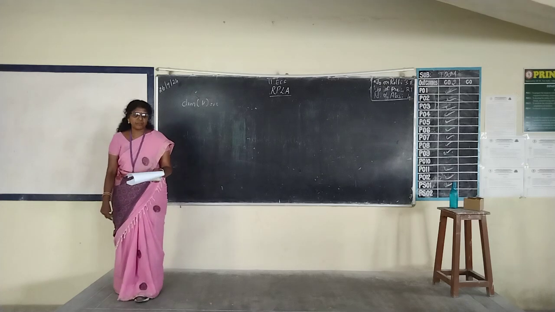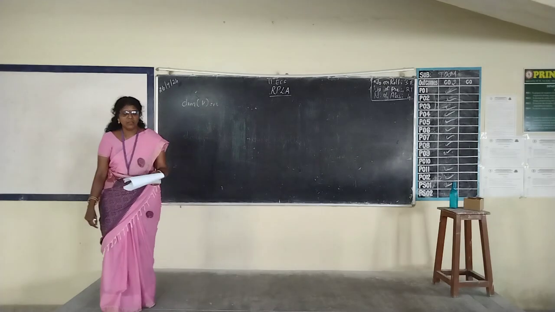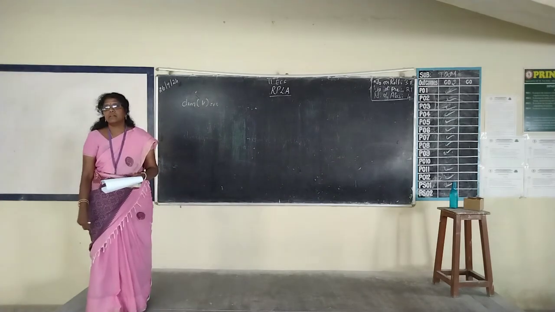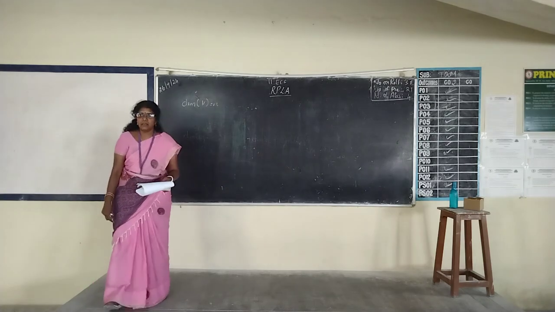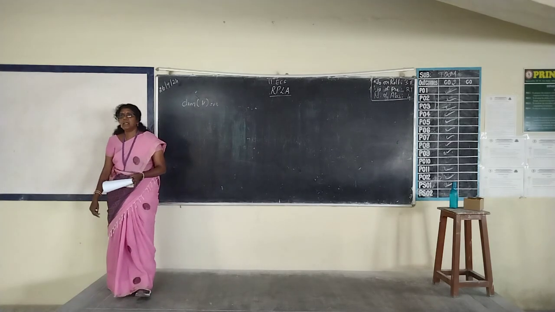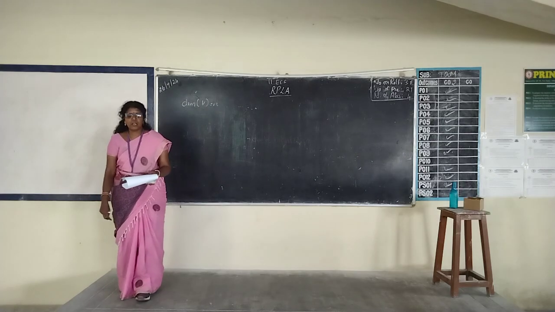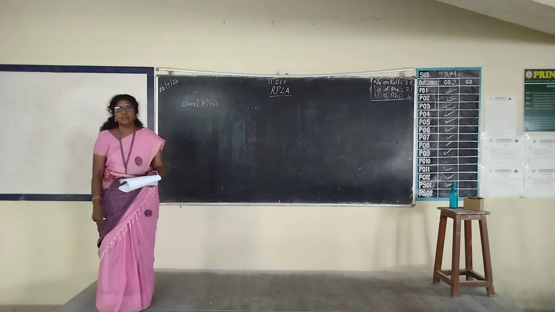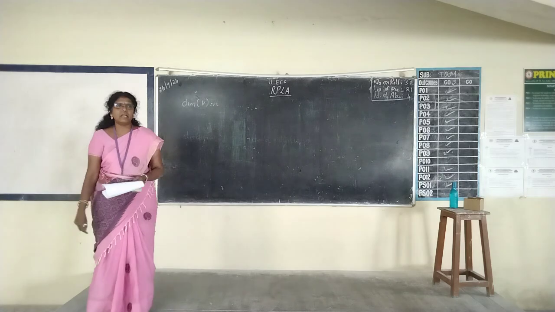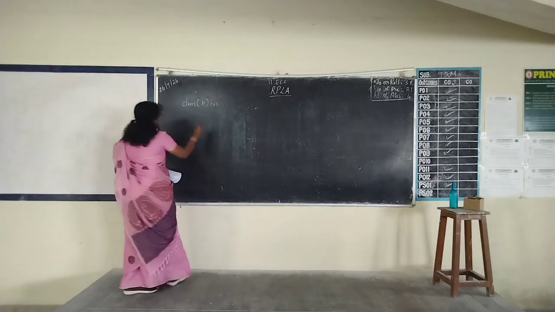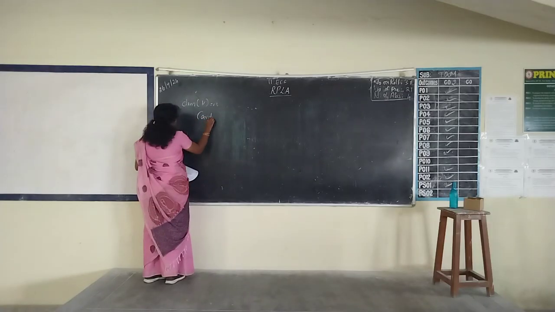Second one. Let beta be a set with cardinality. What is cardinality? Number of elements.